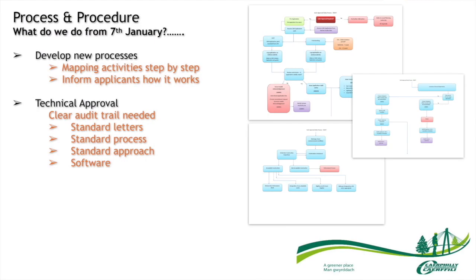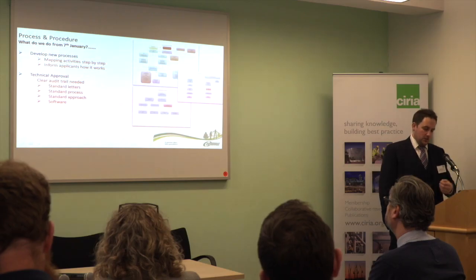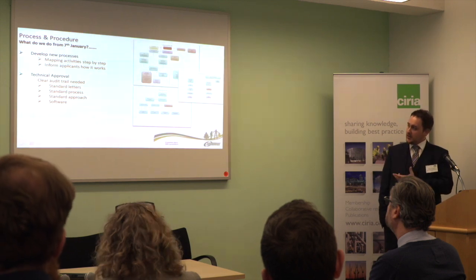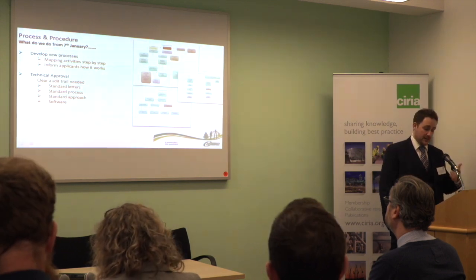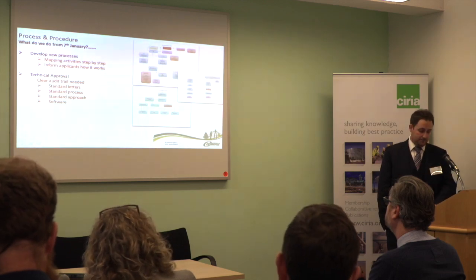And then moving to our processes and procedures. It's an entirely new process, and it's often quite difficult for local government to get up and move with these new things when they come into play. So we had to map our activities step by step and use this to inform applicants how the process works. We have to take them through the new process step by step. So we created a new technical approval process. A clear audit trail is needed, so we have to make standard letters, standard processes, a standard approach, and software.